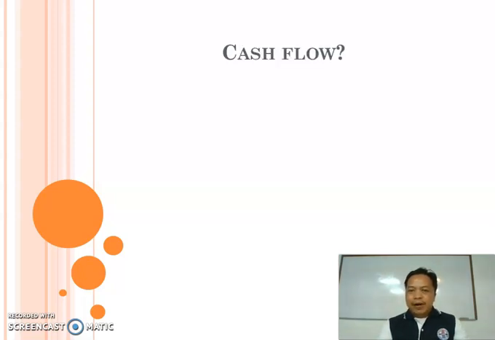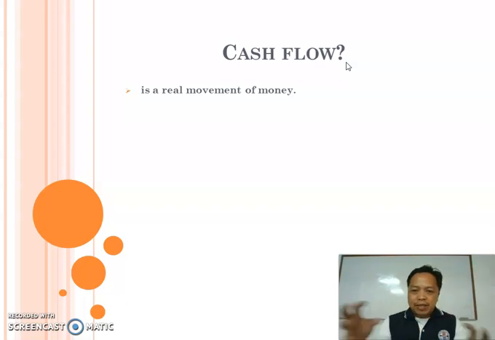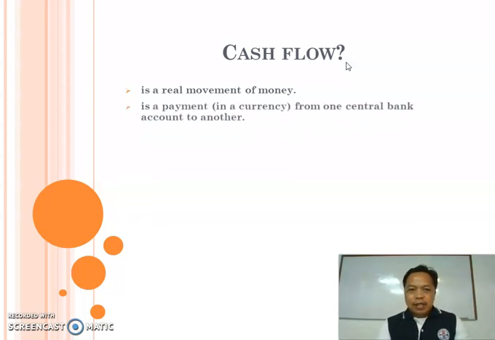So first, we talk about cash flow. Do you know what is cash flow? To tell you, this is a real movement of money. So money in, money out, expenses and income. So the movement of money. It is also a payment in currency, the money like kip or dollar, from one central bank account to another. So that is cash flow.